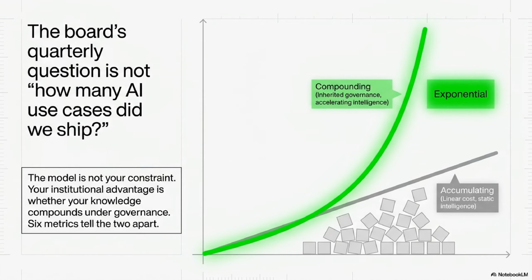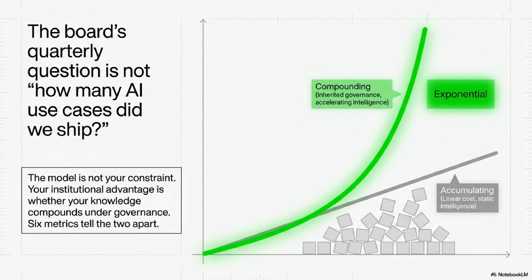Across this series, we made one argument. The model is not your constraint. Everyone can buy the same frontier model. Your advantage is whether your institutional knowledge compounds under governance. A documentation dump accumulates, it gets bigger, it does not get smarter. The cost of the next use case is the same as the last one.